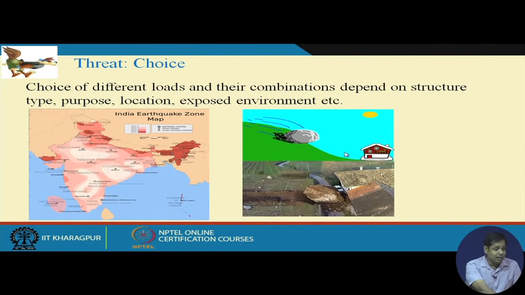Now suppose this is one example. In many hilly areas, rolling stone is a very common problem. What happens is that a stone rolls down from the hill and hits the structure, which can cause damage to the structure. Now if you are making your structure in those areas, then the impact from this rolling stone needs to be considered. So in a nutshell, the point I want to make is, we have different kinds of threat, different kinds of load, but which loads are to be considered depends on the location of the structure, purpose of the structure, importance of the structure, and based on this you need to consider the threat.